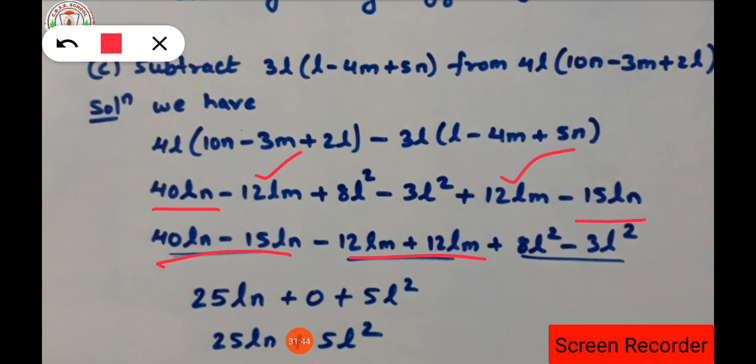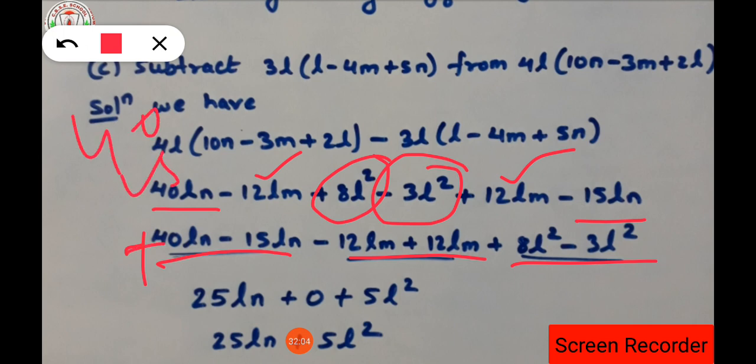Then again we will make the pair of the like terms. Here plus 8L square minus 3L square. So again making the pair, isn't it? So plus 40LN and minus 15LN. Plus and minus will be minus. So 40 minus 15 will be how much? It will be 25, and LN will come in the answer.